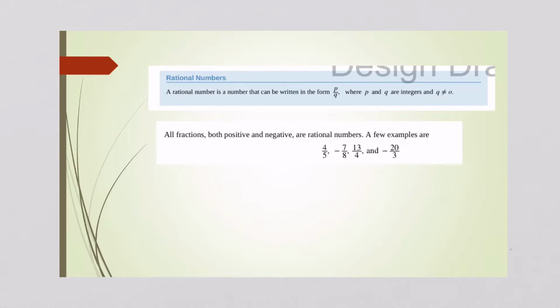Okay, so a rational number is a number that can be written in the form P over Q. P and Q are integers. Remember, integers are positive or negative whole numbers and zero. This says that your denominator cannot be zero, though. That's what that says. So it says all fractions, both positive and negative, are rational numbers. And these are your examples. Could be anything, but those are just some examples that are given.